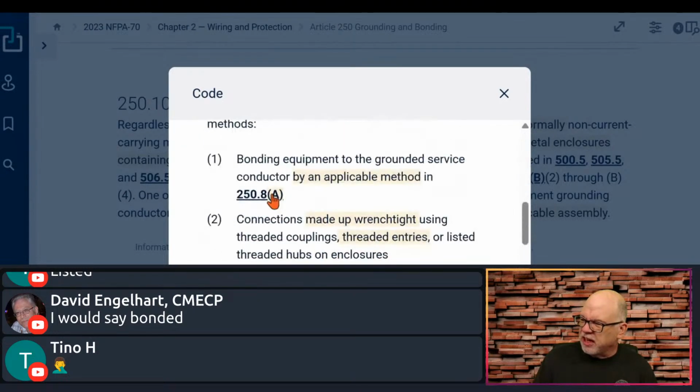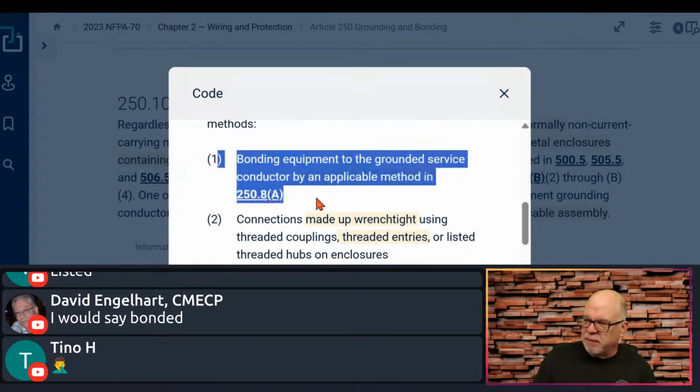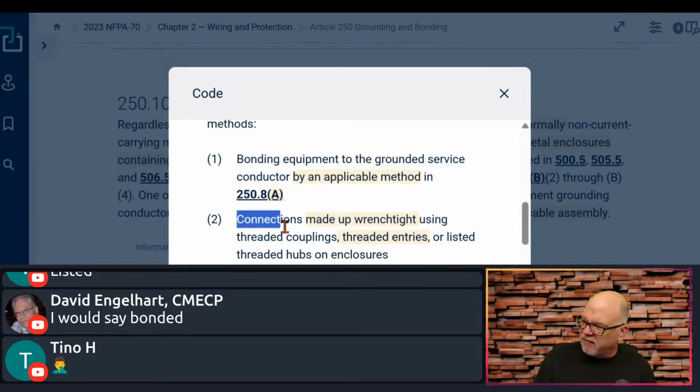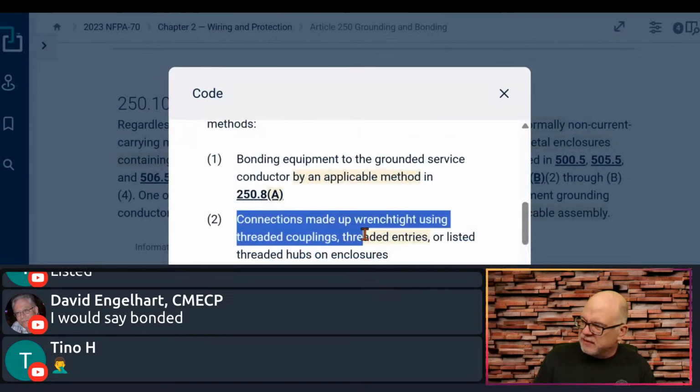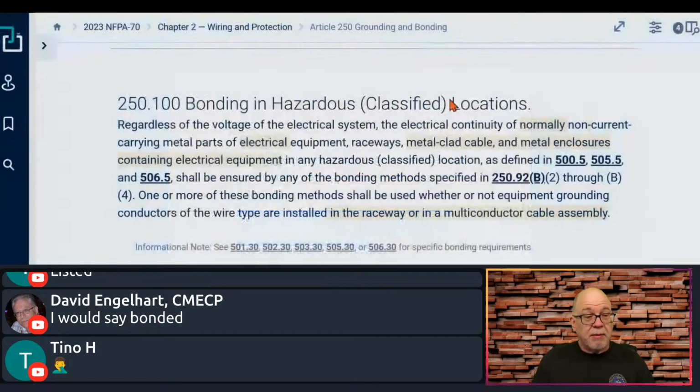But you'll notice that you can't use number one, okay? Because that would be bonding to the grounded service conductor. Can't do that. We're on the load side, right? We're bonding hazardous location things, right? But we have all these other options down here to do, okay? So, anyway, that's where that one was.